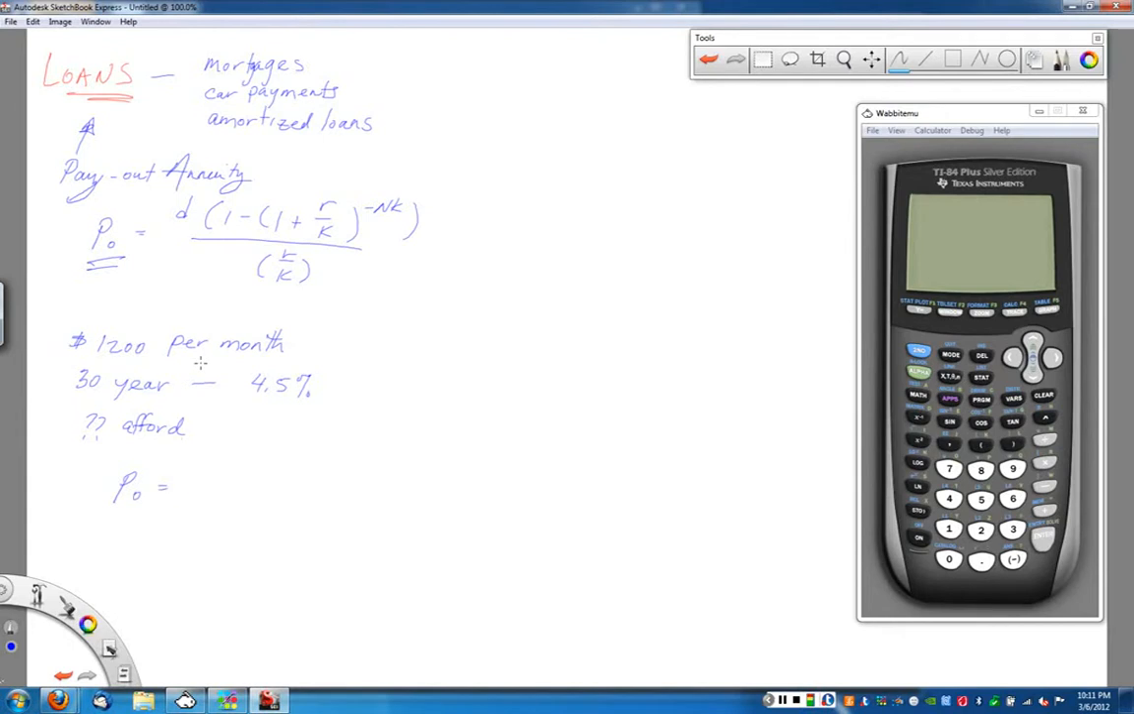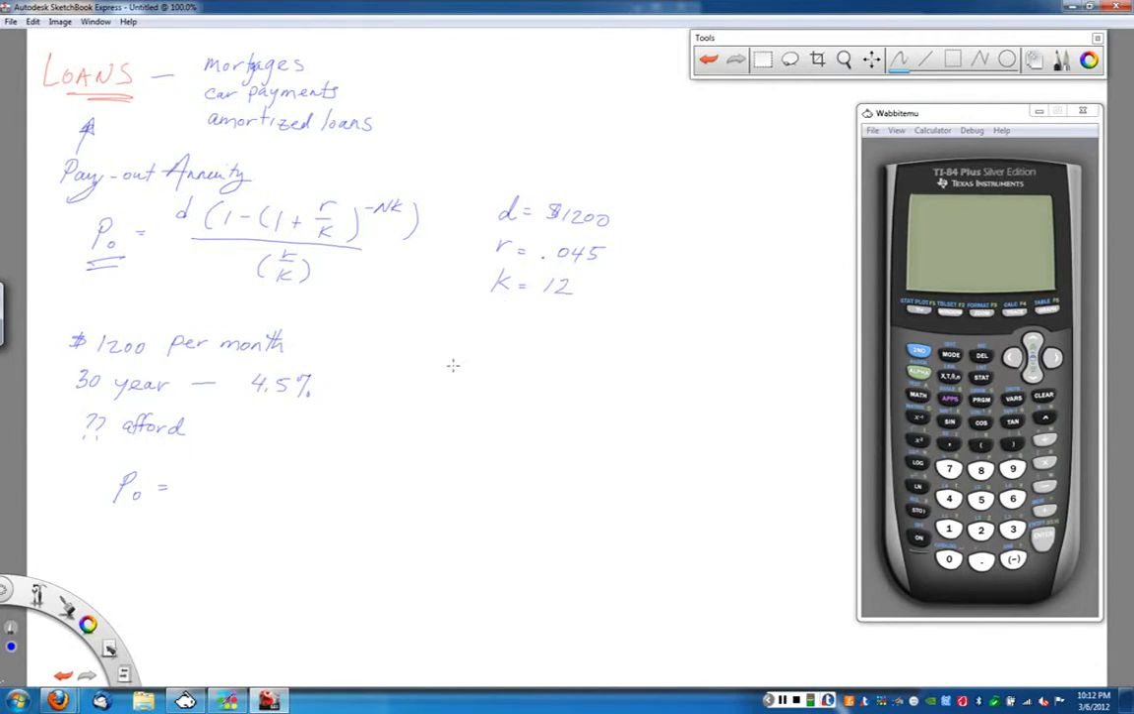In this case, it's just a matter of plugging everything into my formula and then evaluating everything carefully on the calculator. Keep in mind, D is the amount of your payments, which in this case is $1,200. R is the interest rate. I qualified for a 4.5% interest rate, which written as a decimal, moving the decimal two places to the left, is 0.045. K is how many compounding periods per year.